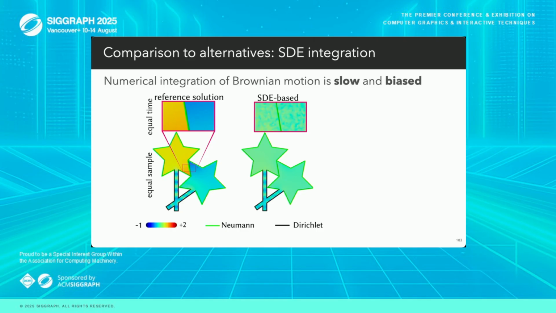But this tends to produce extremely biased results in bounded domains. And it's also very slow, even in domains with simple geometry because of small step sizes. In comparison, walk-on stars takes large steps and introduces negligible bias.